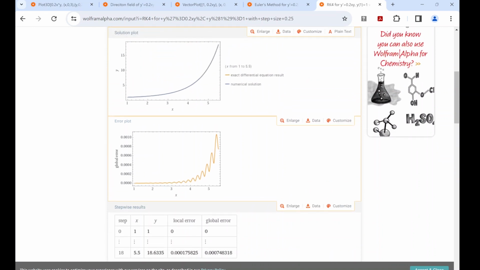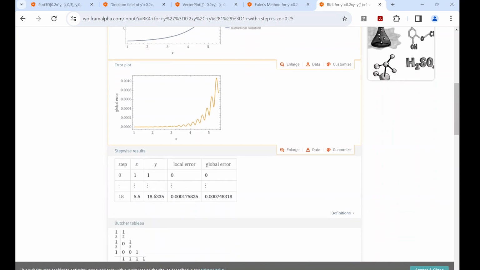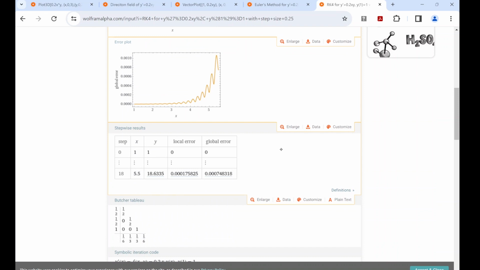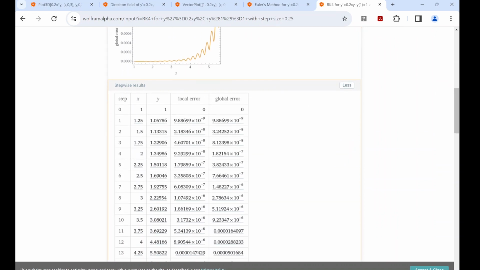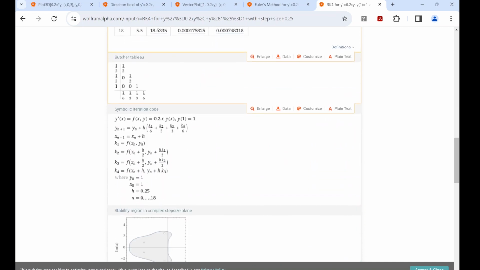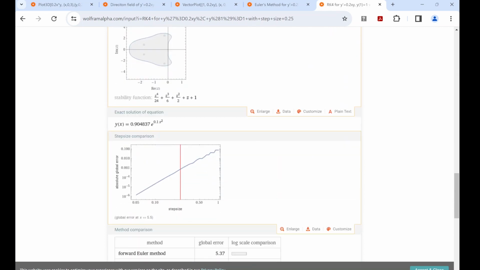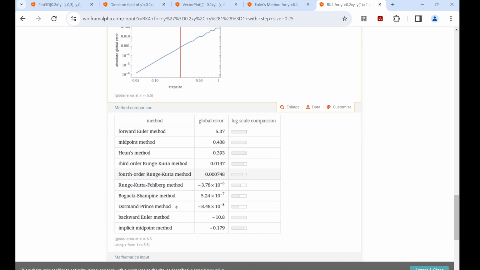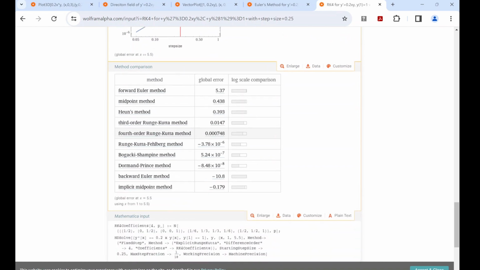And the Runge-Kutta method, again, basically, instead of just taking the initial slope, does a weighted average of the different slopes in one step size. So you get more accurate results actually. And you could see here the very small error that you would get with just fourth order Runge-Kutta. That's aside from the other methods that we discussed, like the Dormand-Prince method.